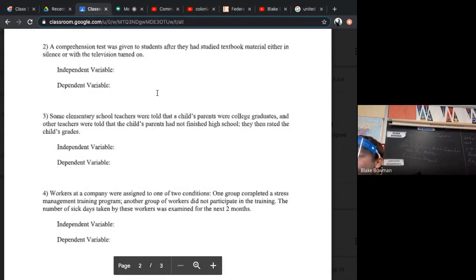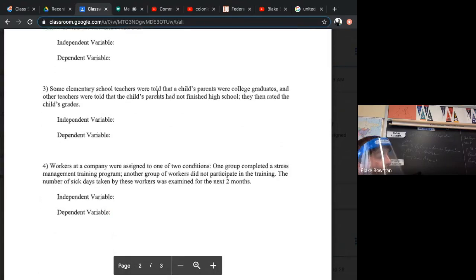2, a comprehension test was given to students after they had studied textbook material either in silence or with the television on. TC, independent variable. The study they got done in silence with the TV on. Good, yeah. And dependent variable. How good they did on the comprehension. Awesome. Good job. So independent variable would be if it was silent or if the TV's on, right? Dependent variable would be score on the comprehension test.